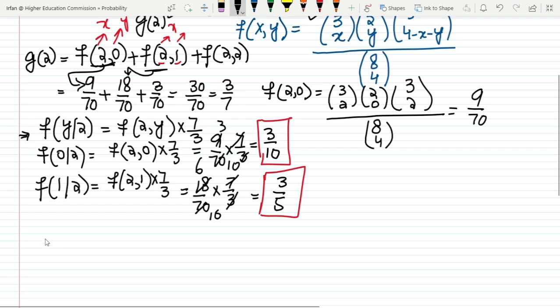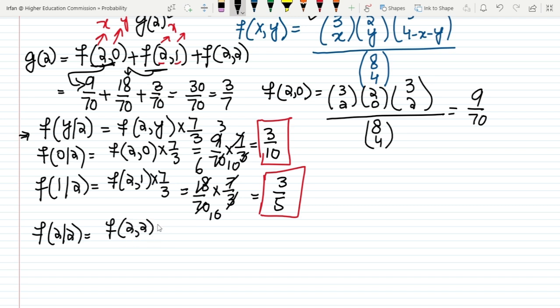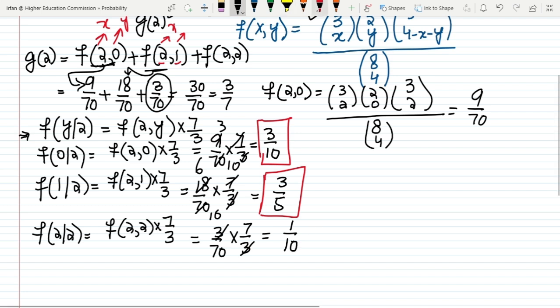And also f of 2 given 2 is f2 2 multiplied by 7 by 3. So its value is also given, that is 3 by 70. So 3 by 70 multiplied by 7 by 3, these two will cancel out, while here I will get 1 by 10. Okay, so these are the different values which are given.